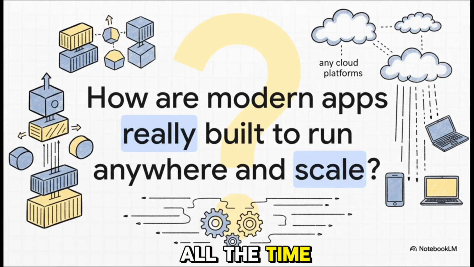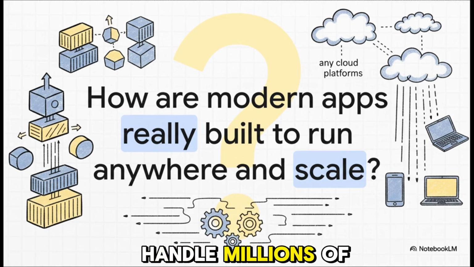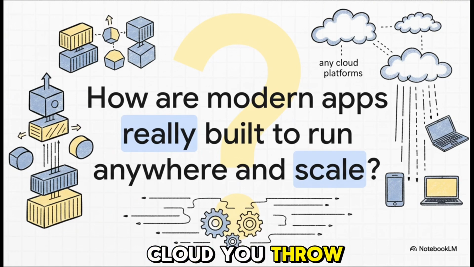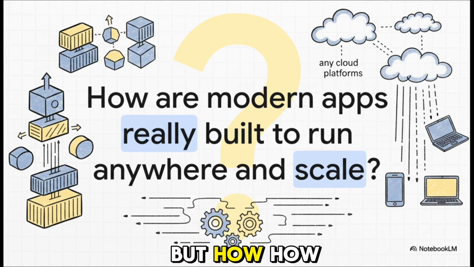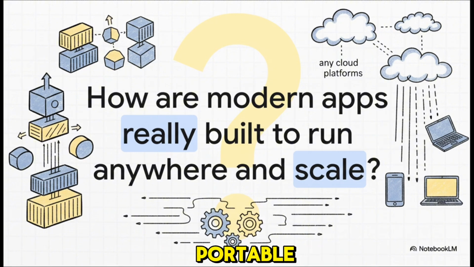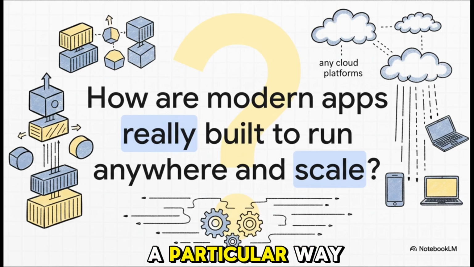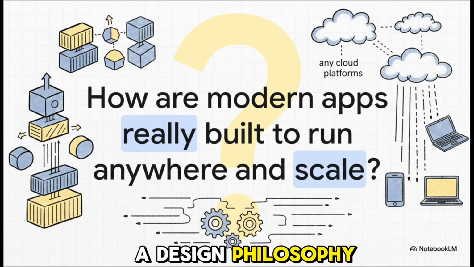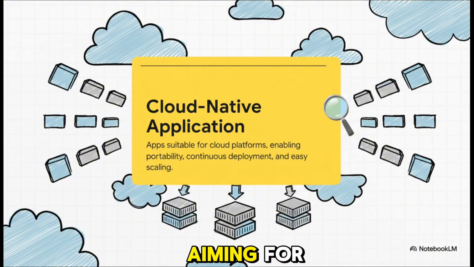You hear it all the time, right? Apps that can handle millions of users running on any cloud you throw at them. But how? How does that really work? What's the secret sauce that makes an app so portable and lets it scale up instantly? Well, it all kicks off with a particular way of thinking, a design philosophy. And that end goal, what we're all aiming for, is something called a cloud-native application.